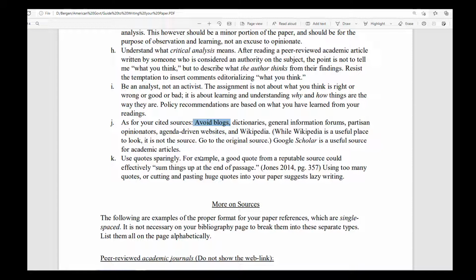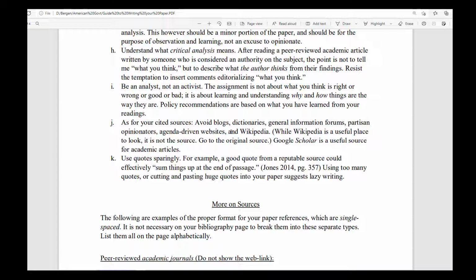So go directly to the credible information. You don't need dictionaries or encyclopedia websites or general information forums, because all the information that you're going to need to talk about your topic is going to be in those peer-reviewed journals, because they have to give you that background in those peer-reviewed studies, just like you're going to have to give me some background. So you don't have to go to and quote from dictionaries or encyclopedias.